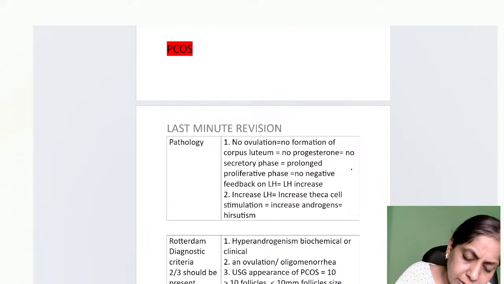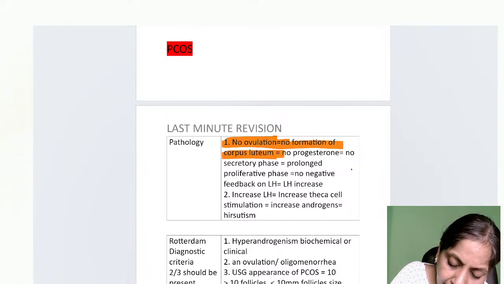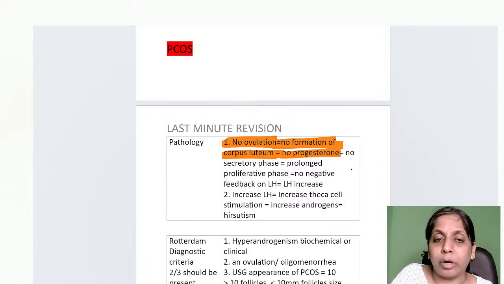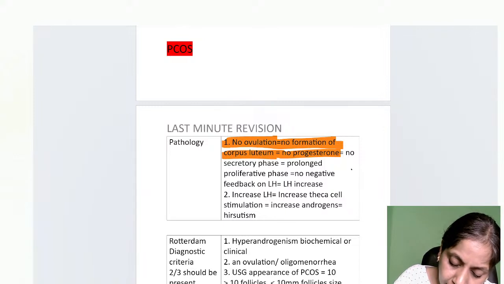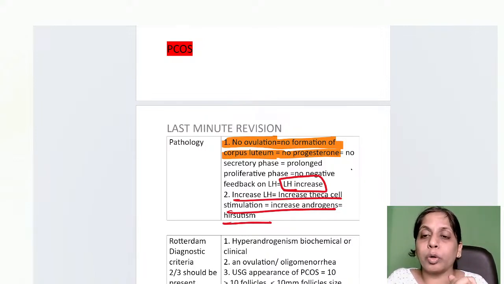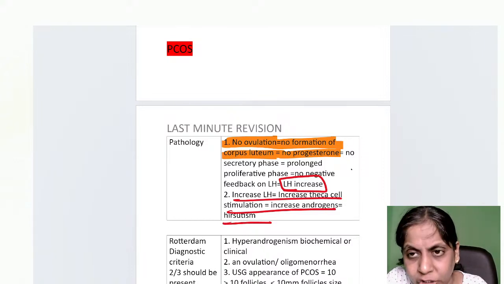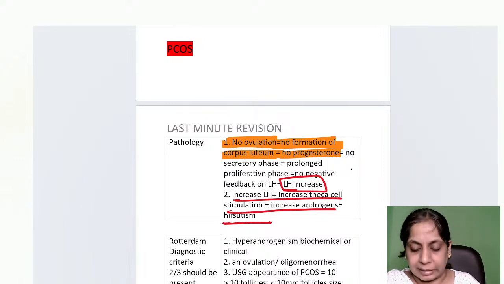In PCOS, there is no ovulation. Because there is no ovulation, there is no corpus luteum and there is no progesterone. So the proliferative phase keeps on getting prolonged. Then LH will increase, and increased LH will cause increased androgens, and there will be hirsutism. No progesterone causes increased LH, and increased LH causes increased androgens, or you can say theca cell hypertrophy.